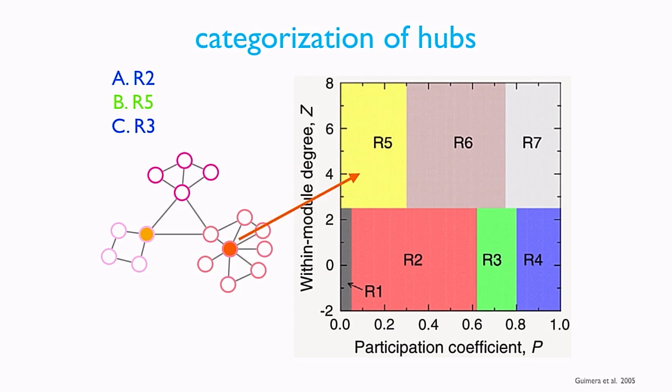Well, I think the right answer is indeed B, because the participation coefficient is relatively low, but the within module degree score is high, the node has a high degree compared to the other nodes in the module that it is participating in.